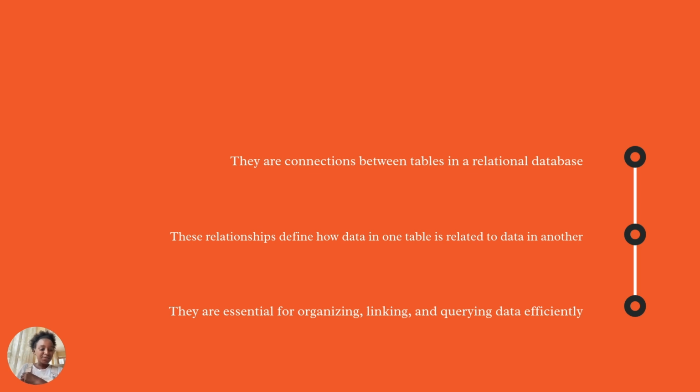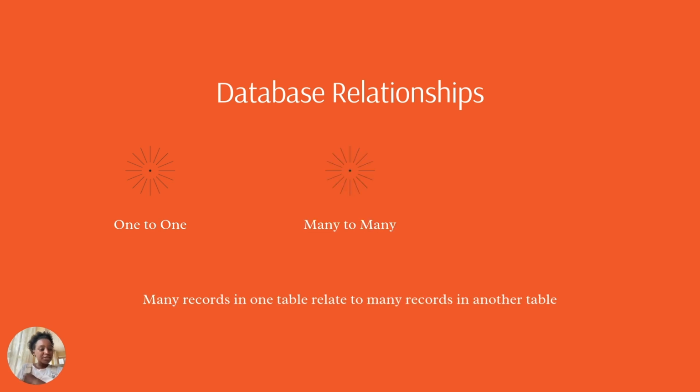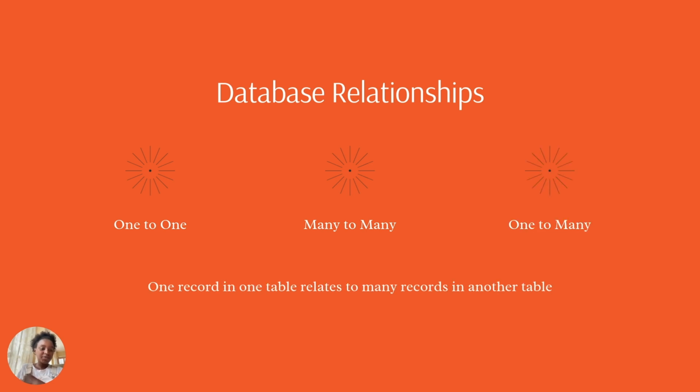Let's look at different types of database relationships. We have a one to one relationship. This is where one record in one table relates to exactly one record in another table. We're going to see an example of this. Another type is many to many. Many records in one table relate to many records in another table. And last but not least, we're going to look at one to many, which is where one record in one table relates to many records in another table.